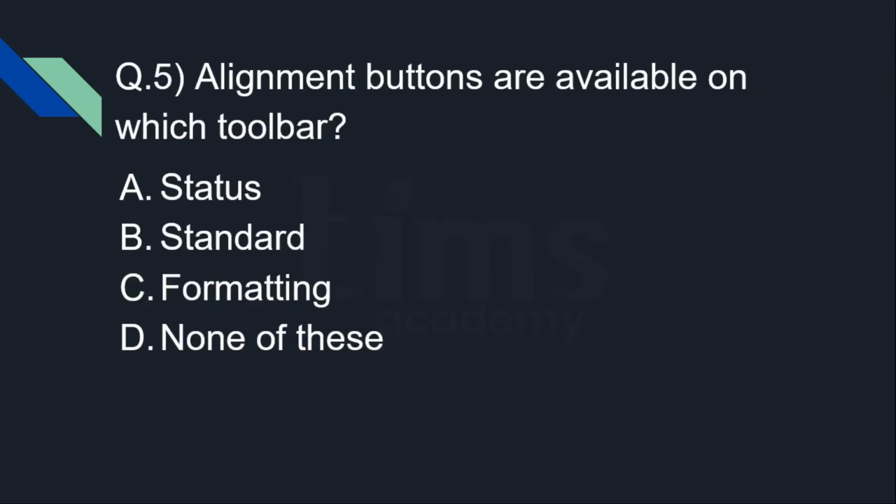Question number 5. Alignment buttons are available on which toolbar? Option A, status; option B, standard; option C, formatting; option D, none of these. The answer is option C, formatting.